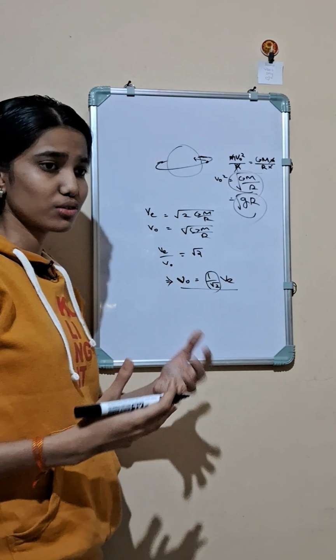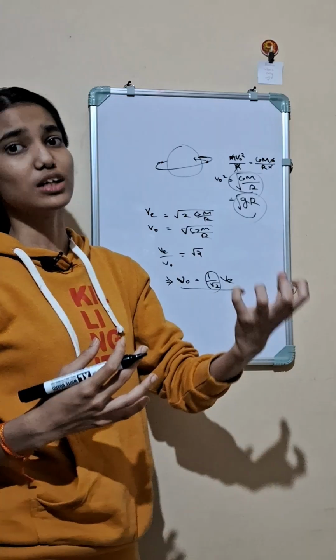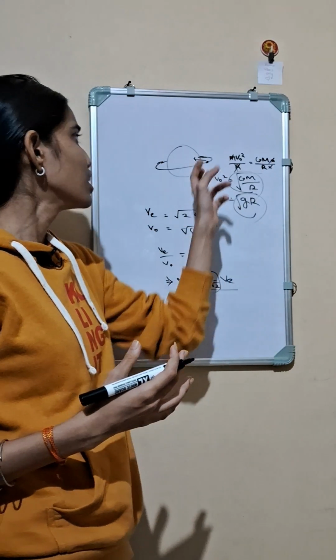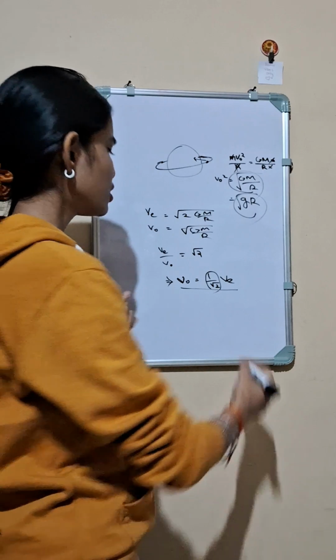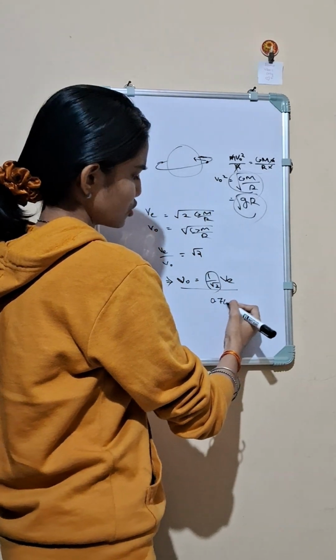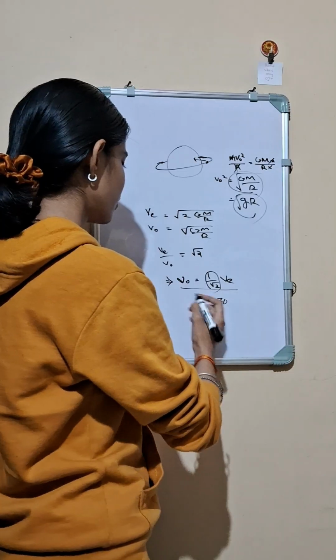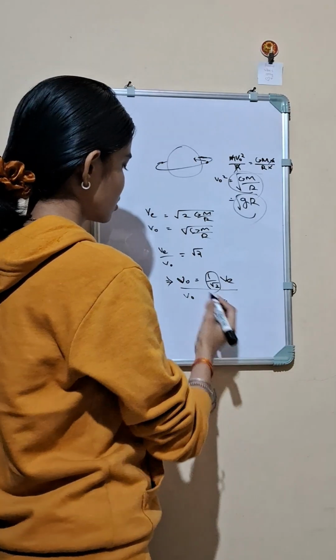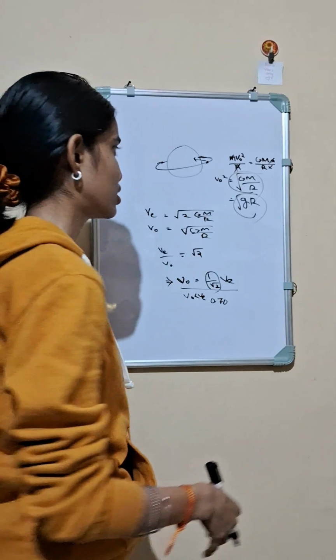It is also very easy to understand that to escape from Earth we need more velocity than to orbit it, and this value is, as I remember, 0.70 something. So v naught is less than the escape velocity.